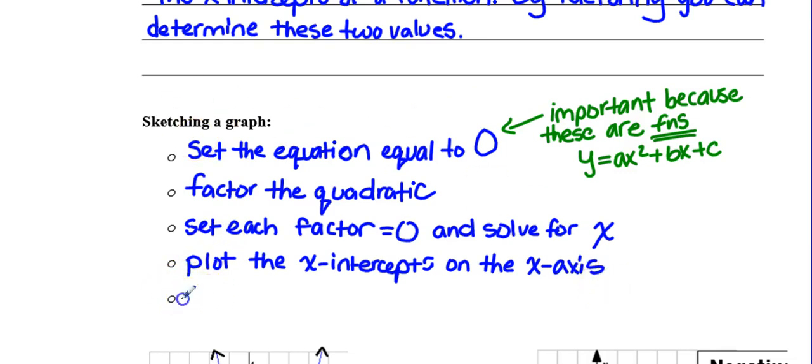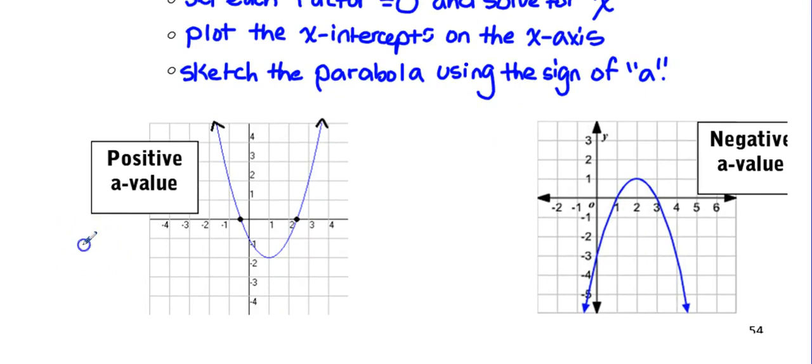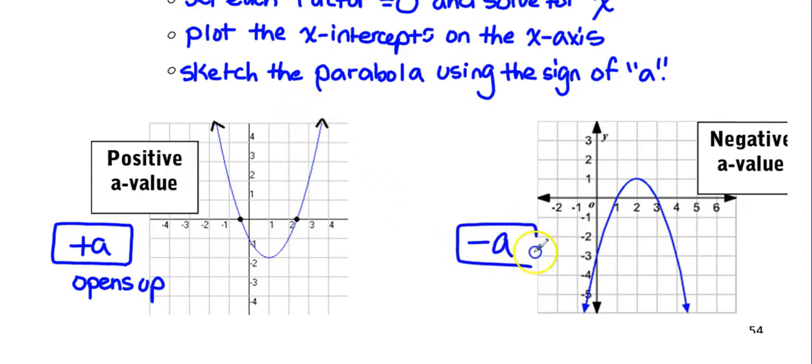And last but not least, we will sketch the parabola using the sign of a. So if I have a positive a value, literally meaning a is greater than 0, it means that the graph will open up. As we can see here, this graph is opening up. If I have a negative a value, the graph opens down.